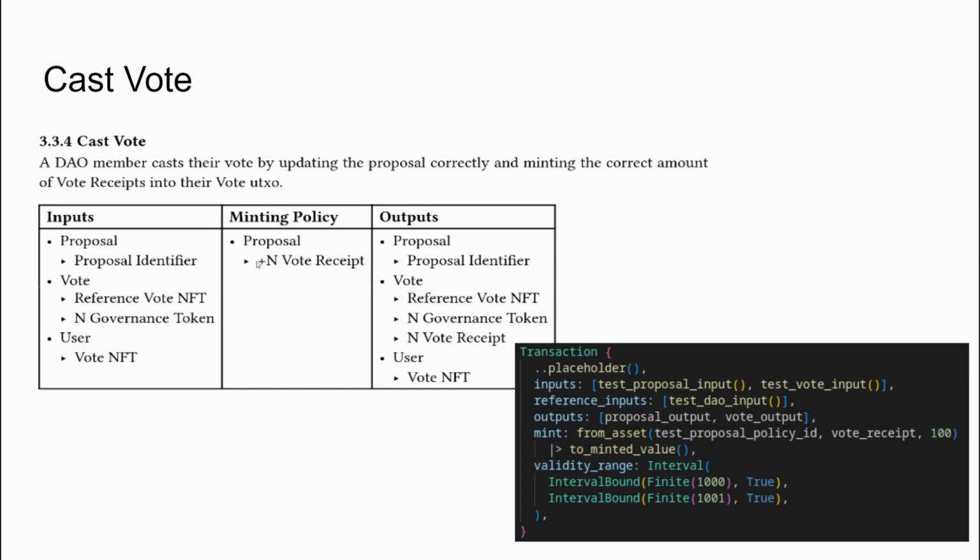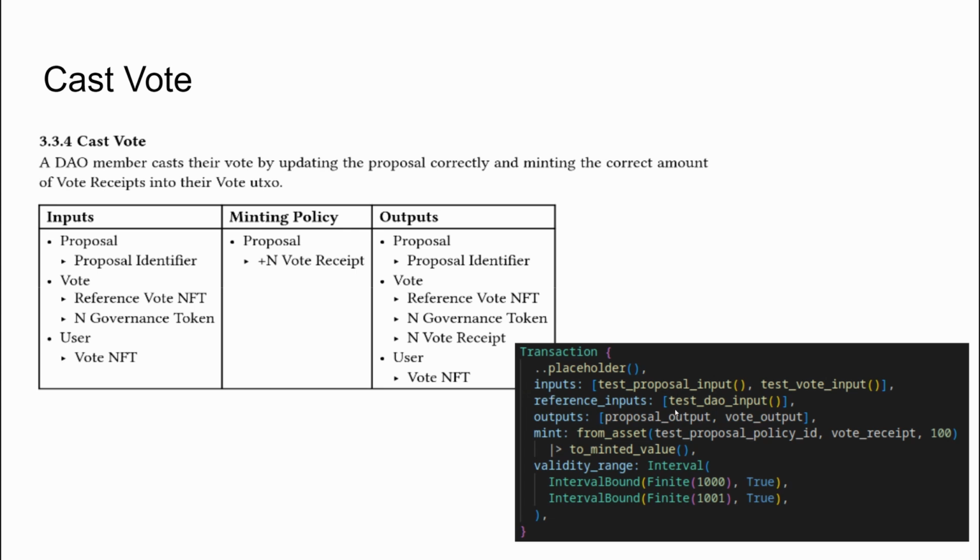So the proposal minting policy is used for minting these vote receipts. As you can see, it's largely the same as we have intended here. It's important that the validity range is defined in the test case, because of course you can only vote on a proposal when it's actually active.